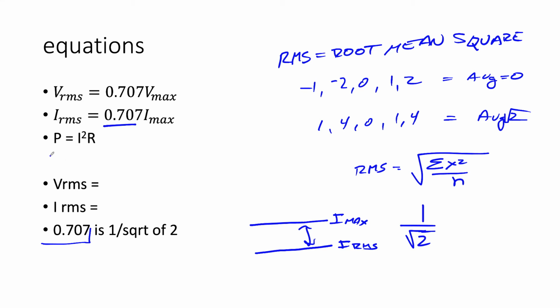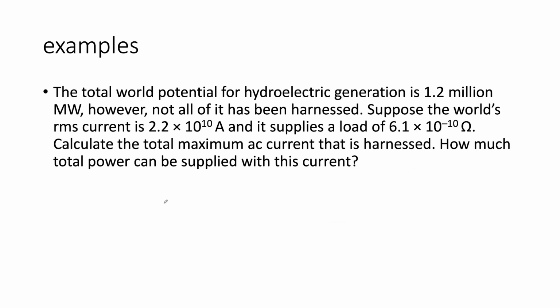Now the other equation we're going to see is power. Power is actually equal to current squared times R, and we're going to use this for some of these equations. So here's an example, and this is just something a little bit big. So the world's hydroelectric generation is 1.2 megawatts. We're not going to get it, however.